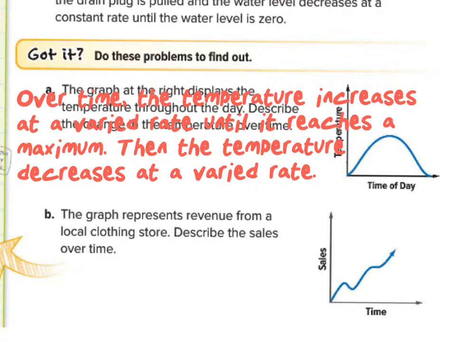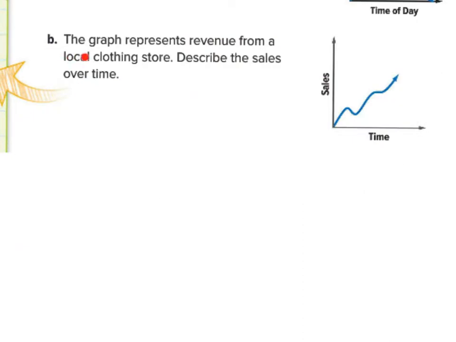So let's try B. The graph represents revenue from a local clothing store. Describe the sales over time. Revenue is the money earned, right? The money that comes into the store. So here we have the number of sales over time.